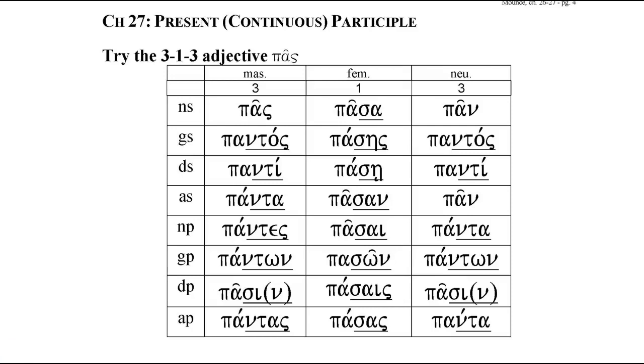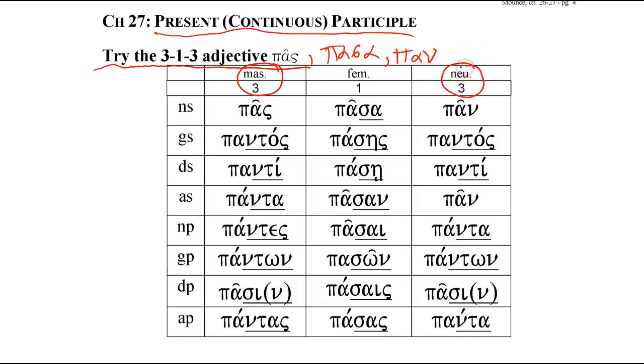We're going to begin chapter 27, and we're going to introduce your first participle form, the present or continuous participle. In order to refresh your memory so that you'll be conversant with the third declension forms again, because some of you might have forgotten, I suggest that you review the 3-1-3 adjective pas, pasa, pan. Please review the 3-1-3 adjective where for the masculine endings, they use third declension nouns.